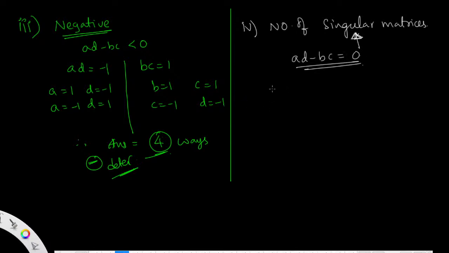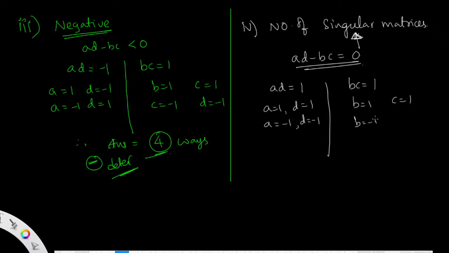So AD minus BC must be 0, nothing but AD must become 1 and BC must be equal to 1. Then how many cases can we observe? If A equal to 1, D equal to 1, or else A equal to minus 1, D equal to minus 1. And here B equal to 1 or C equal to 1, and then B equal to minus 1 or C equal to minus 1. Totally how many cases? 4 ways.